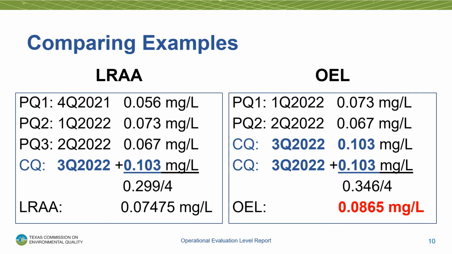This next slide shows a side-by-side comparison. So this column here is the OEL, and this is the LRAA. So see, we have 2 of the same quarter here, and then the previous 2 quarters. And then here we have only 1, and then 3 previous quarters. So 4 quarters, 3 quarters. So that's pretty much it down to a science. That's the best way I can kind of display it.